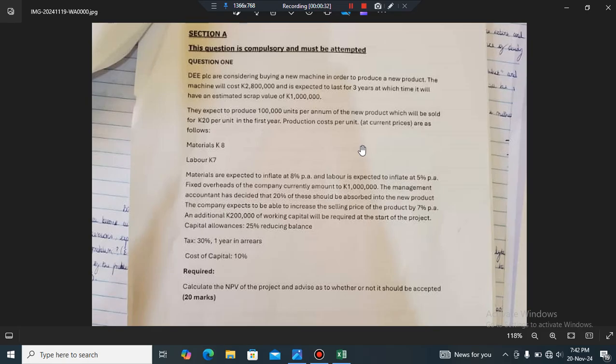Let me just give you a brief overview. Investment appraisal is just a method of assessing the viability of a project. Is this project viable or not? Before you invest in a project, maybe you want to buy a machine or a vehicle, you need to assess whether it is going to give us the required benefit. The technique we're going to look at in this question is called the net present value method.